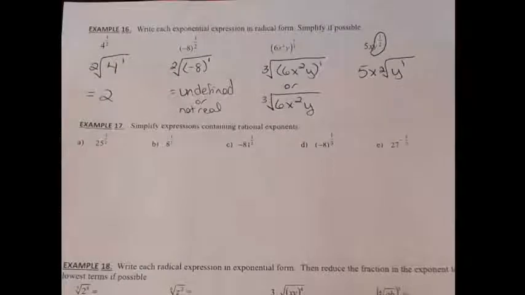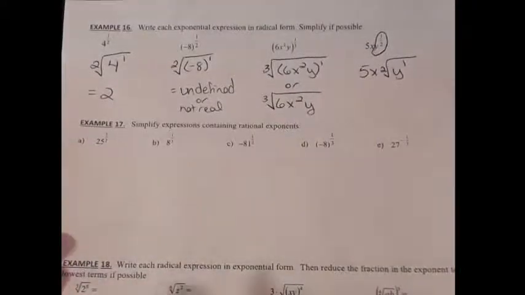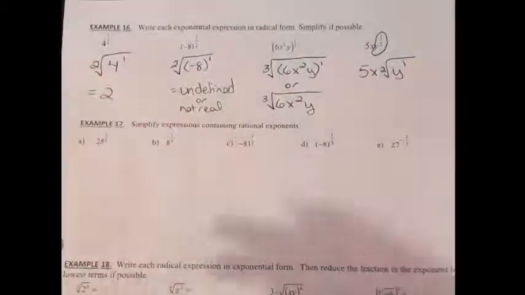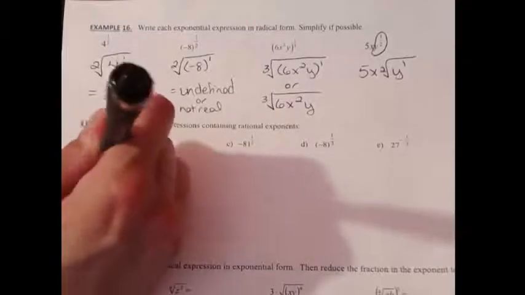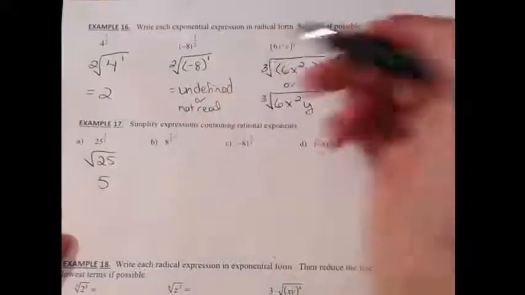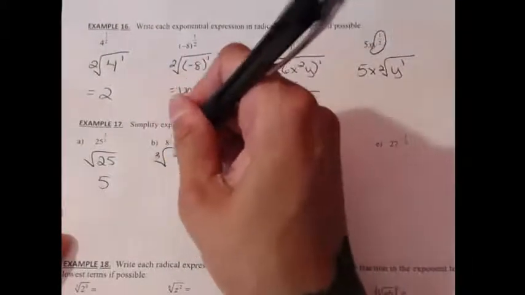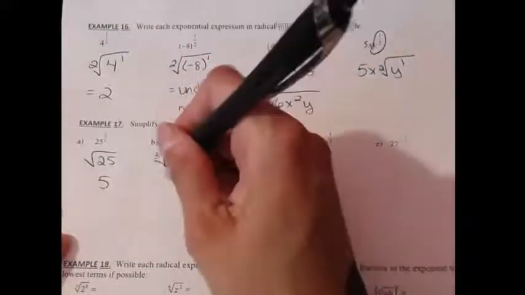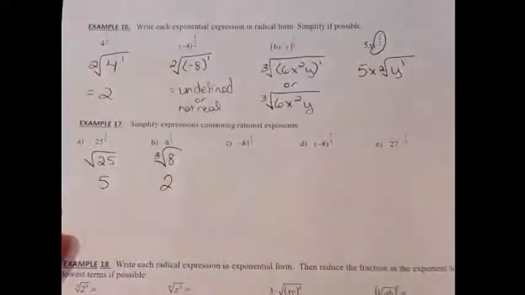We're going to simplify the expressions containing rational exponents. Let's take a look. 25 raised to the 1/2 power, that's the same as taking the square root of 25. The square root of 25 is 5. 8 to the 1/3, that's the same as the cube root of 8. The cube root of 8 is simply 2.